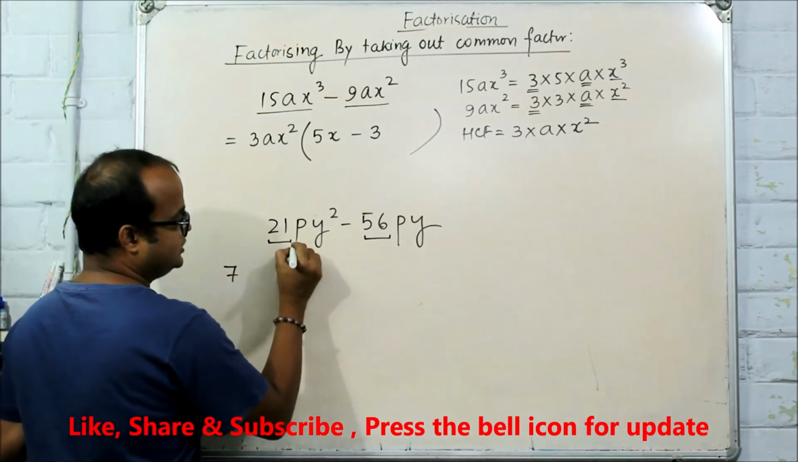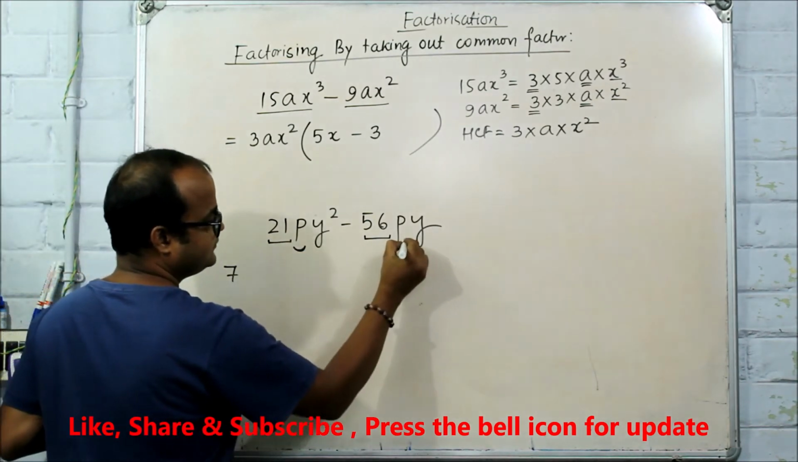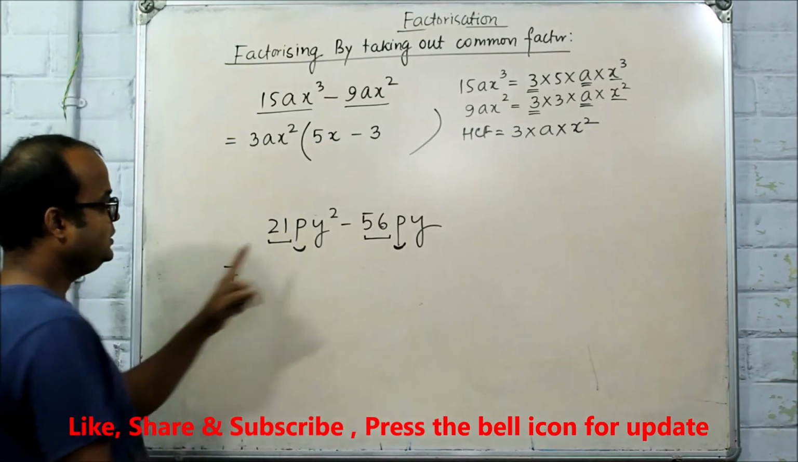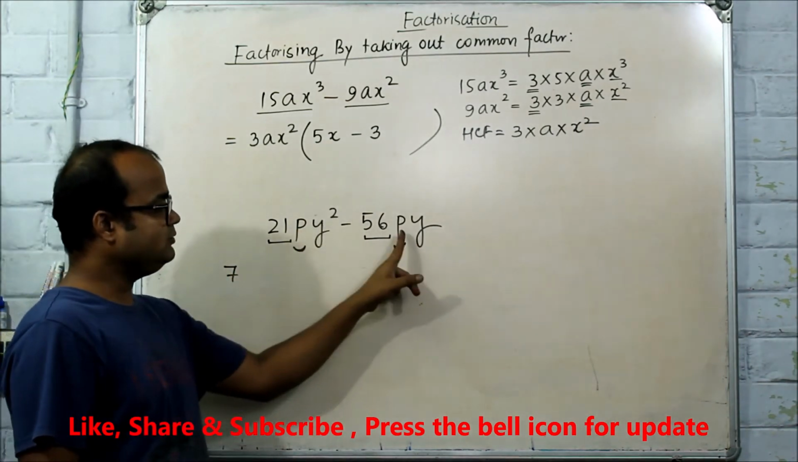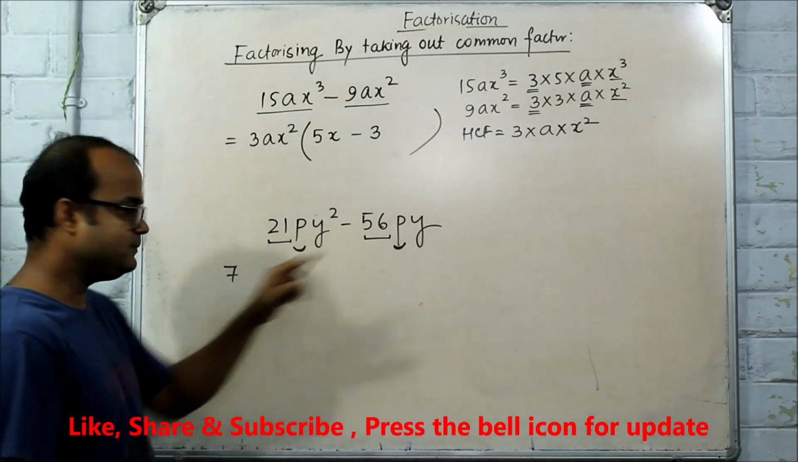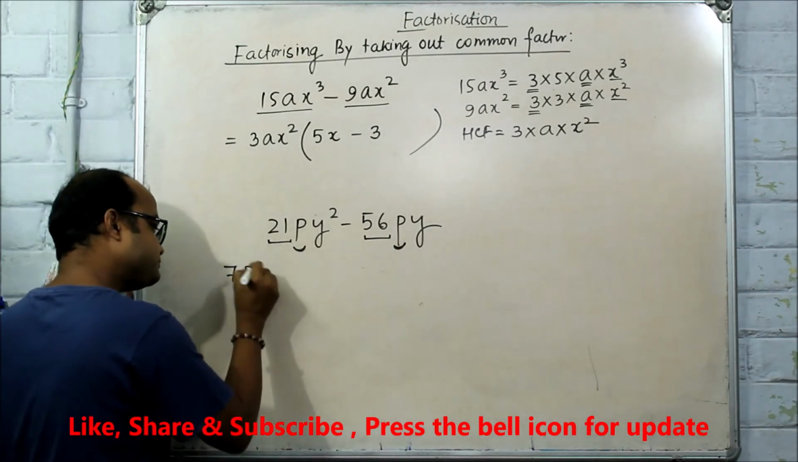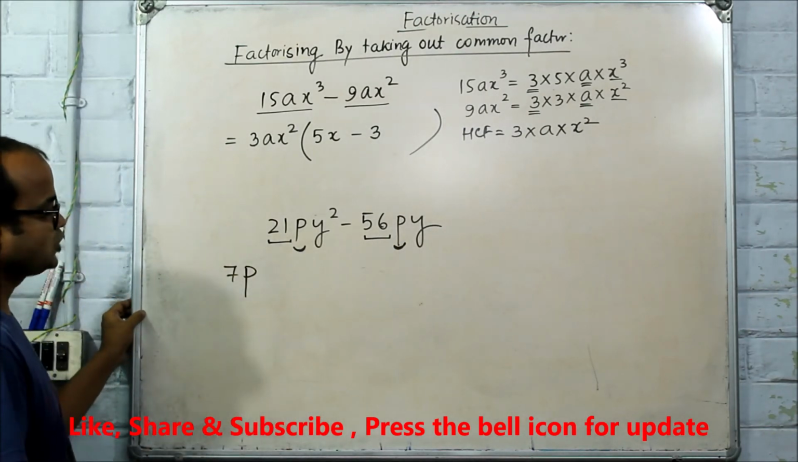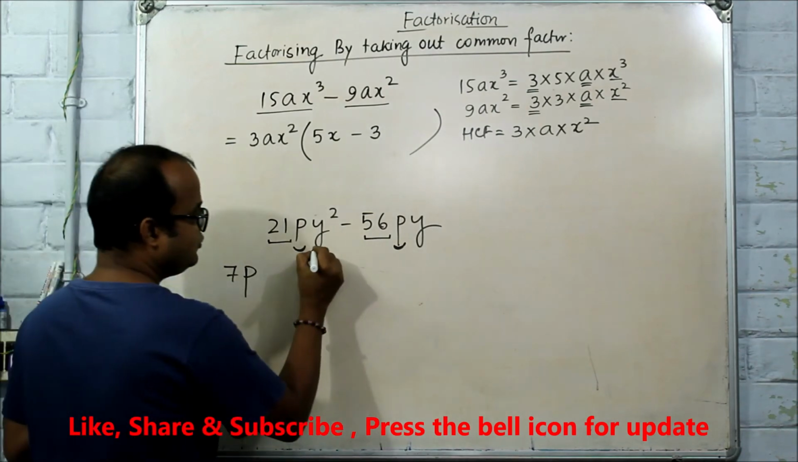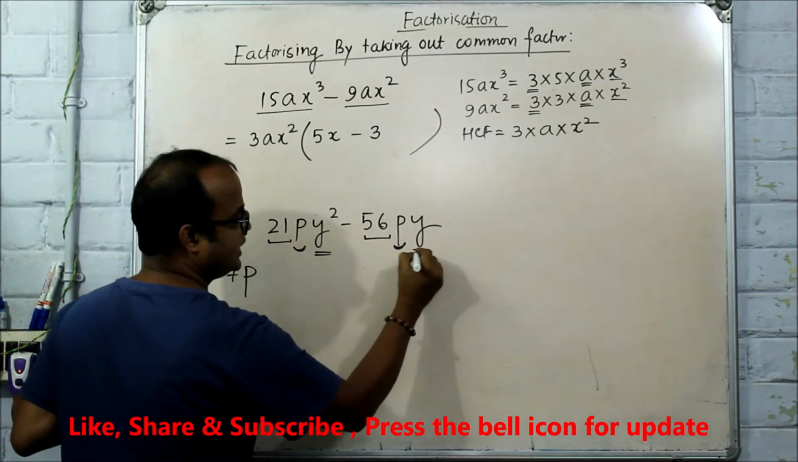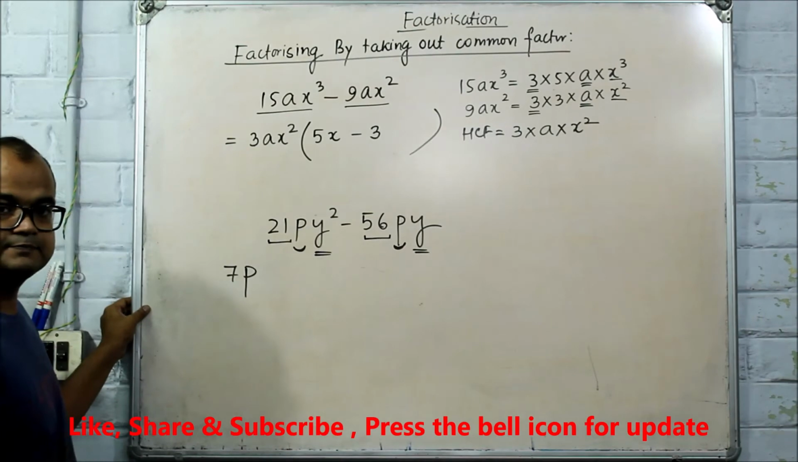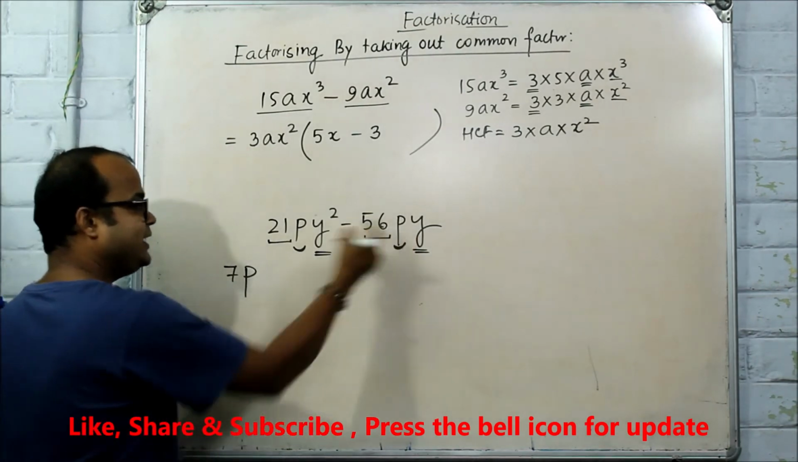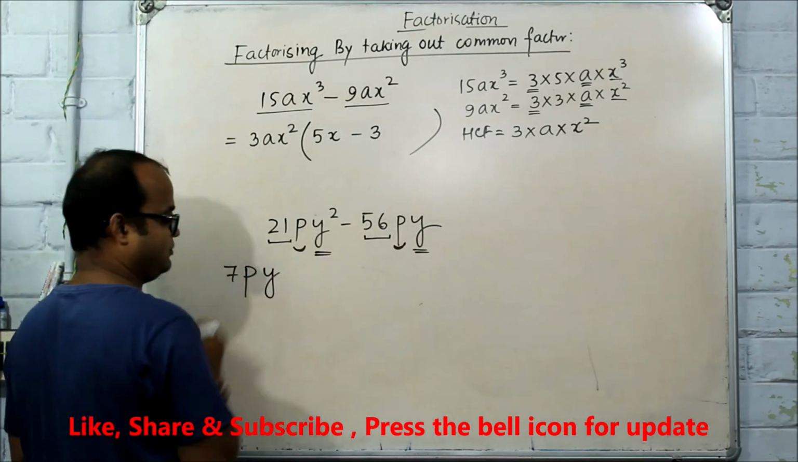Now look at the literals. The power of π is 1 here, and here also 1, so we will take π common. Here it is y square and here y. What is the lowest term? The lowest degree of y is 1. So we will take y common.